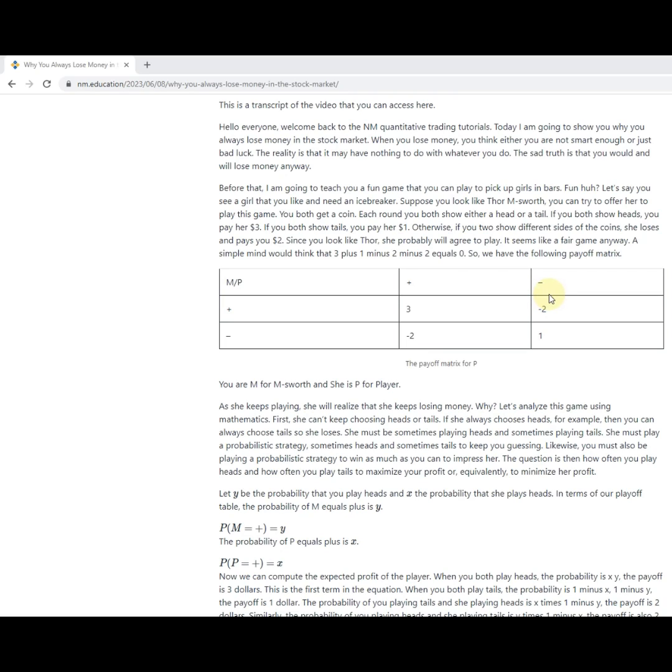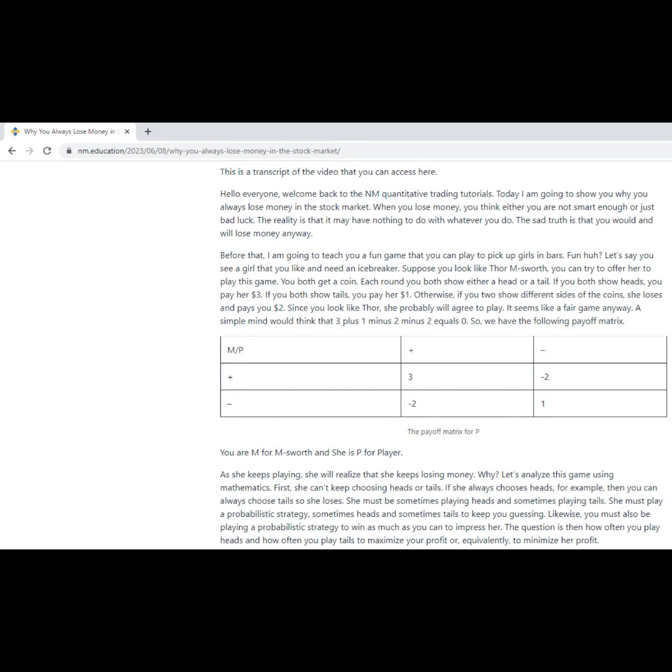A simple mind would think that 3 plus 1 minus 2 minus 2 equals 0. So, we have the following payoff matrix. You are M for Hemsworth, and she is P for player. As she keeps playing, she will realize that she keeps losing money. Why? Let's analyze this game using mathematics.